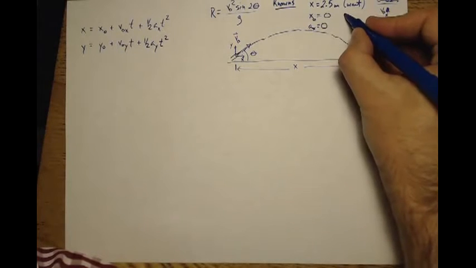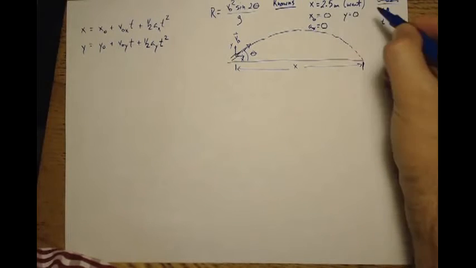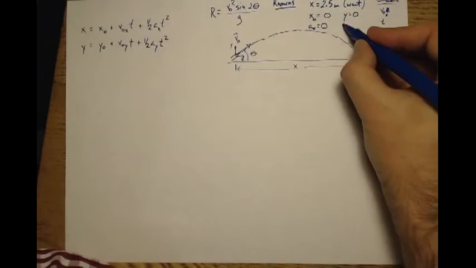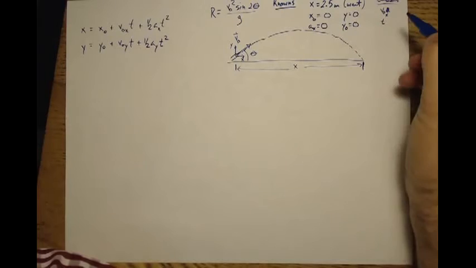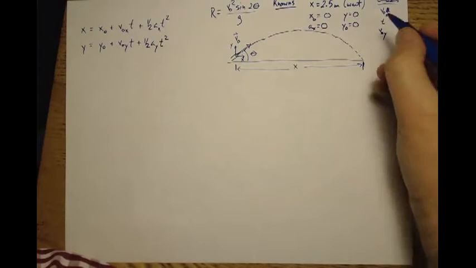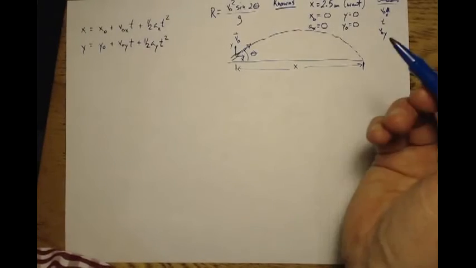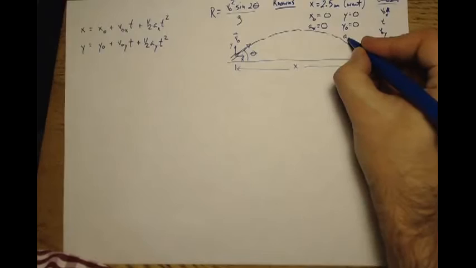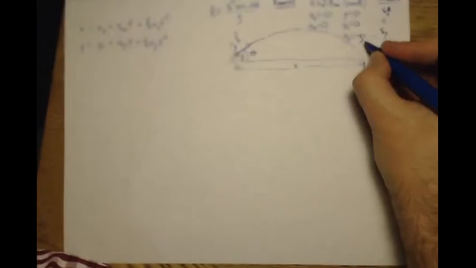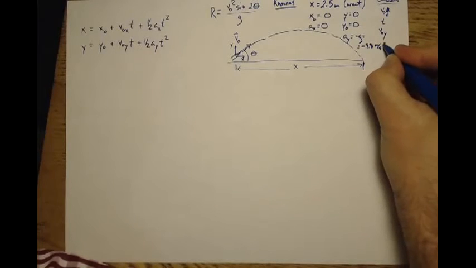I also know my final value of y is going to be 0, so it's going to land on the ground. My initial value of y is 0, and I don't know V naught y. And my acceleration in the y direction is gravity, so a_y is equal to negative g, which is equal to negative 9.8 meters per second squared.